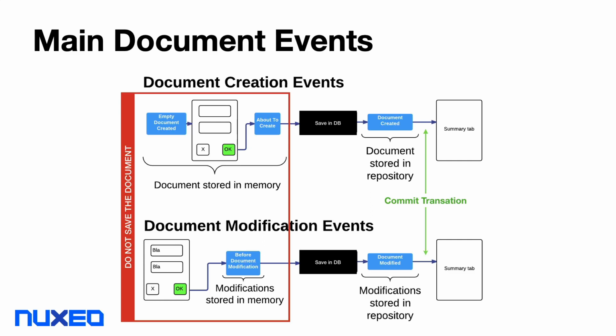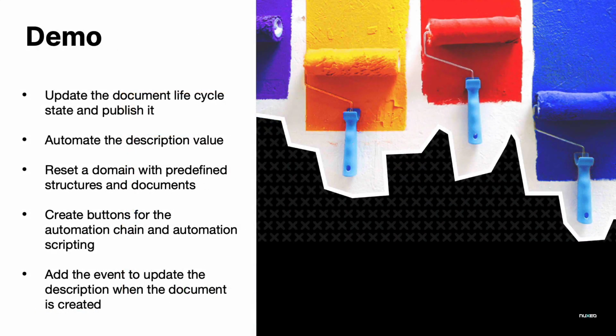On before document modification, you can update a metadata before modifications are written into the database, and then with document modified, you can, for example, notify users. You have to remember that you shouldn't save the document if you use the document modification events, to avoid a possible infinite loop. Let's see now how to add the event to update the description when the document is created.